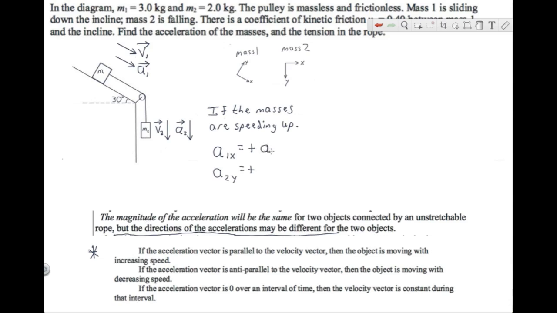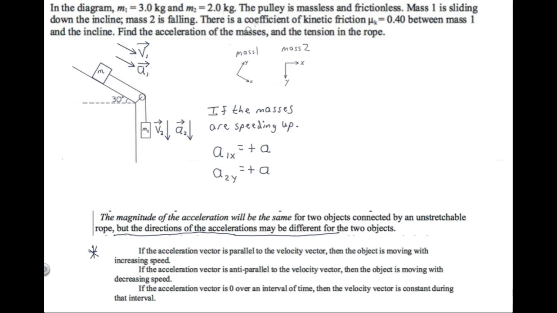Now, because they're connected by the rope, we do expect both these objects to have the same magnitude of acceleration. So I can use the symbol lowercase a for the magnitude of the acceleration for object 1, and I can use the same symbol lowercase a for the magnitude of the acceleration of object 2. Well, so far our analysis looks pretty much the same as the analysis we used on the previous two problems in this video series. We've obtained plus a for both of these components. But the analysis in this problem is a little bit more complicated because on this problem, we actually don't know for sure that the masses are speeding up.